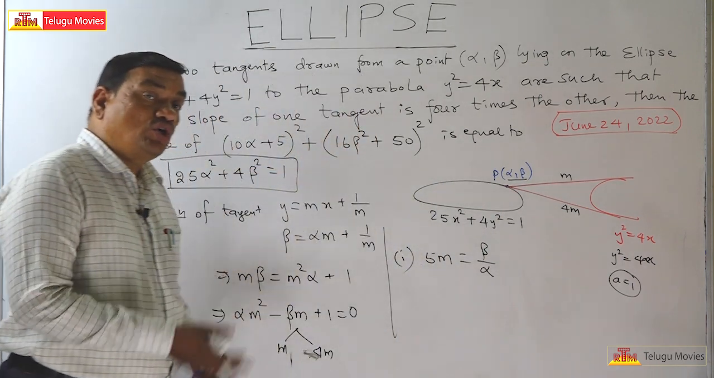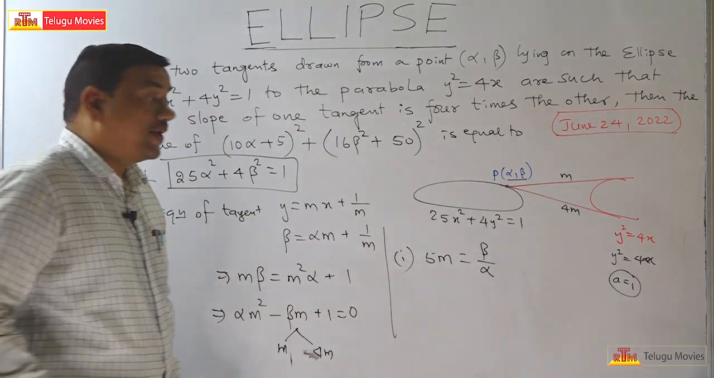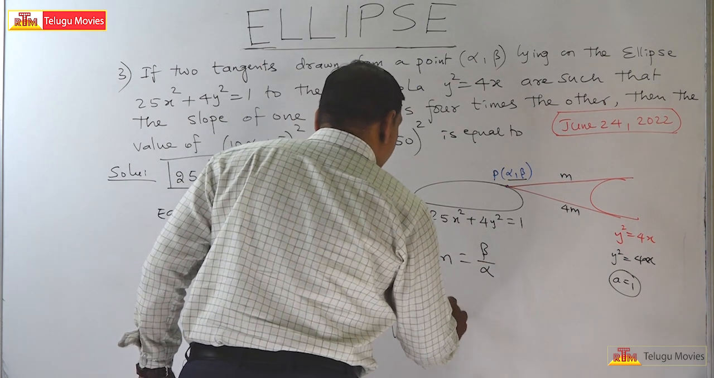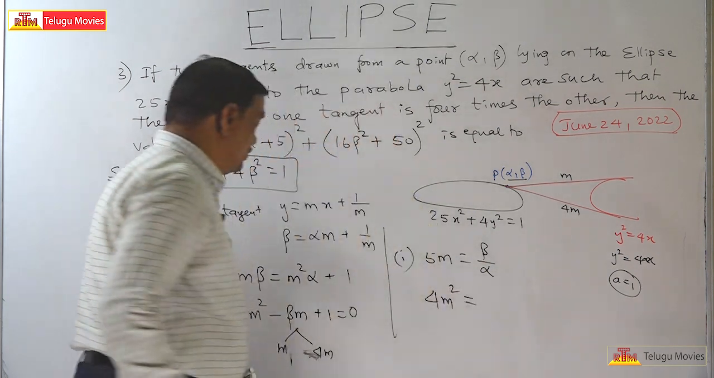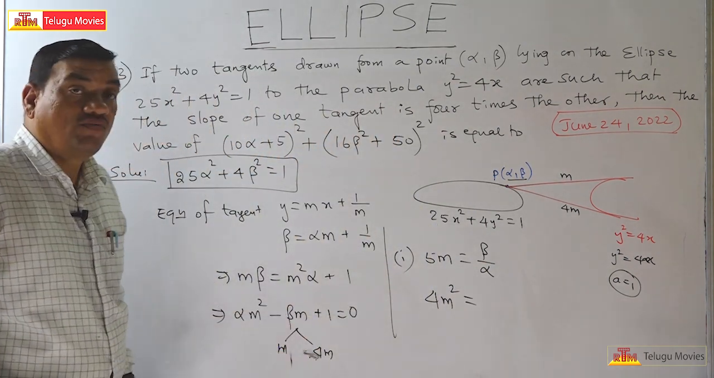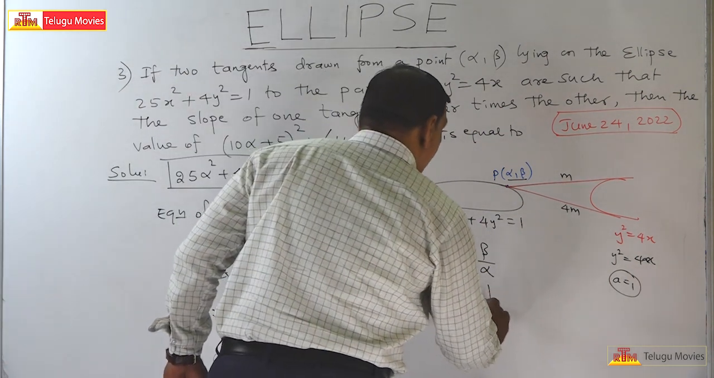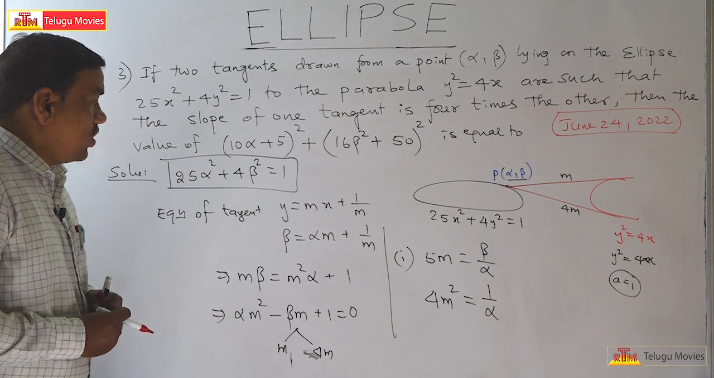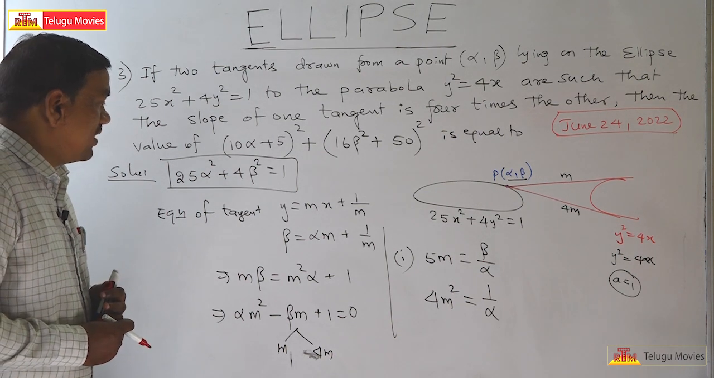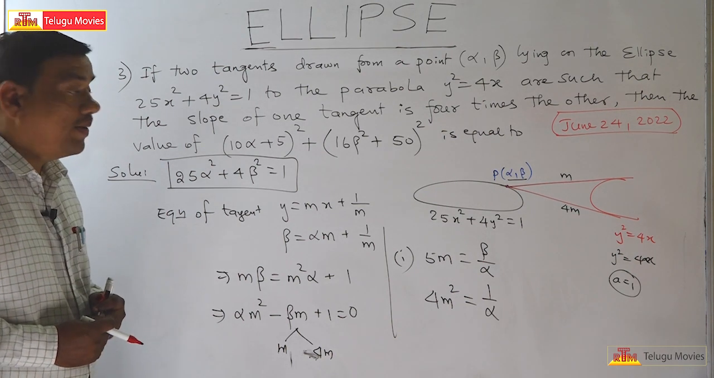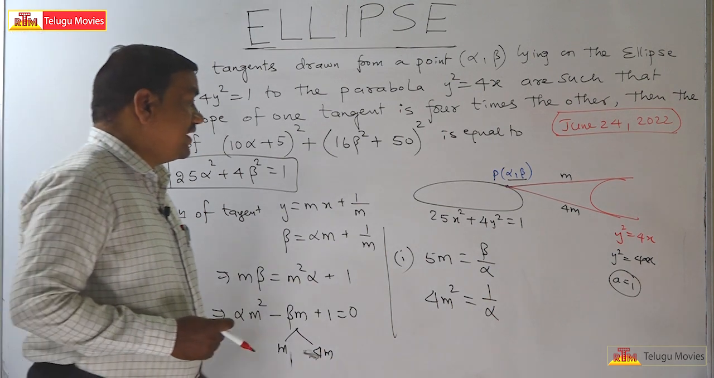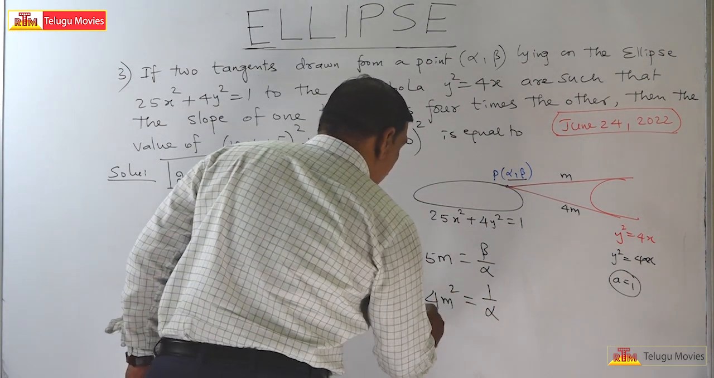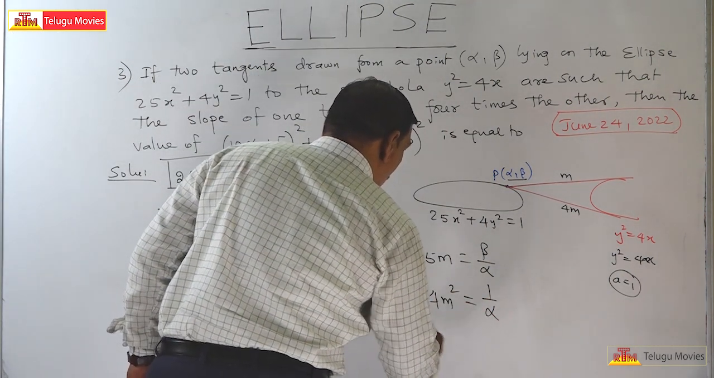Next one, the product of the slopes, m into 4m, that is equal to 4m square, is equal to c by a, 1 by alpha. So that is equal to 1 by alpha we got. Very nice, we got 4m square is equal to 1 by alpha, 5m is equal to beta by alpha. So let us, in place of m, so that is equal to 4.